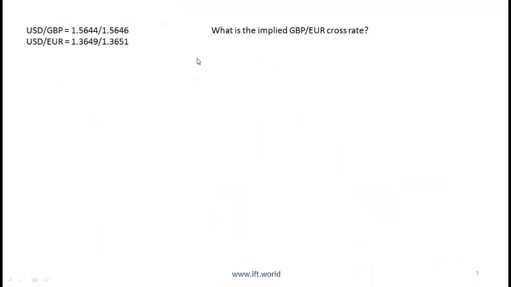So now let's look at a slightly more complicated example where we can't simply multiply the two exchange rates to come up with the implied exchange rate. So assume you are given this information, USD to GBP and the USD to euro exchange rates, and you are supposed to find the implied GBP to euro cross rate. So GBP to euro cross rate.